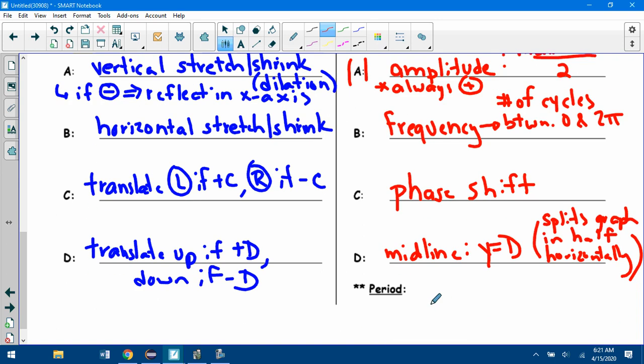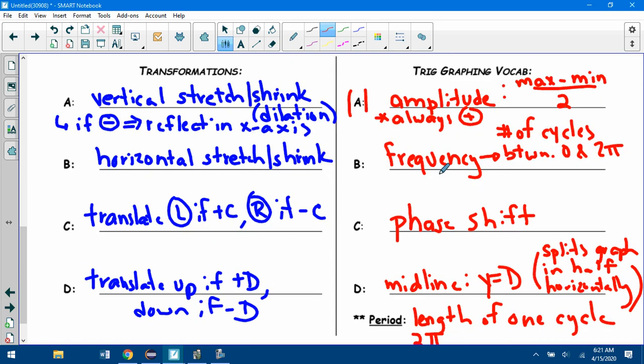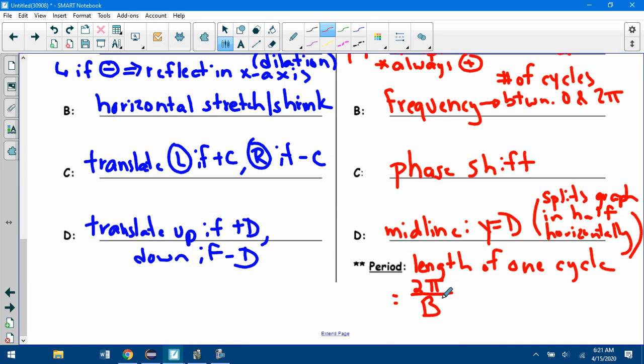Now, period is one other word that you're going to see come up. That's the length of one cycle of the graph. And it turns out that period, and I'll show you where this formula comes from in a couple days, is 2 pi divided by whatever that B value is. So remember, B was this number in front of the X here. That's what period is. 2 pi divided by B.